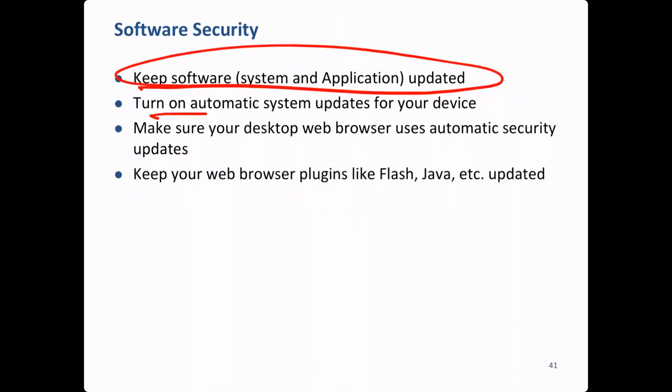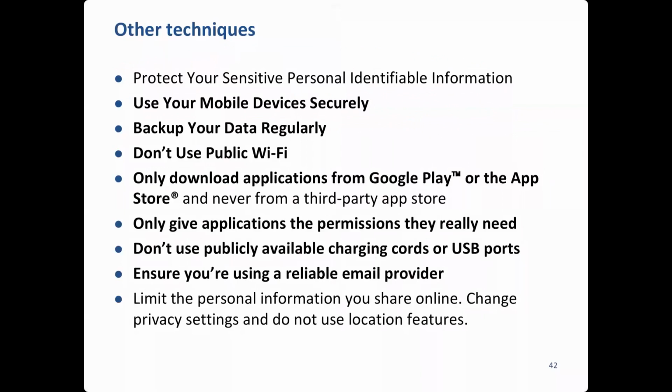So turn on automatic software update, because when software updates, it means that a new version has come in, and they have improved the version from a security perspective, right? And there are other techniques: use your mobile device securely, because your mobile is a full computer. Okay, backup your data regularly.